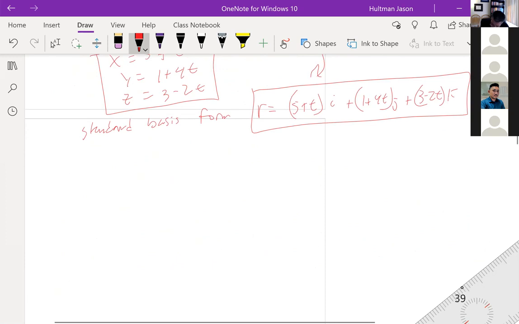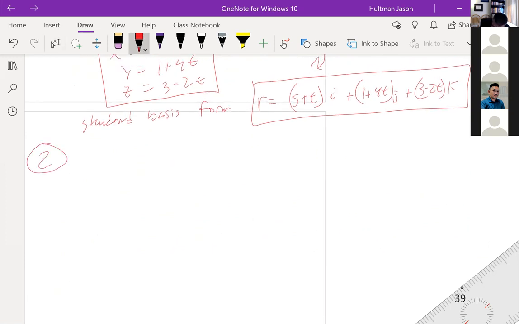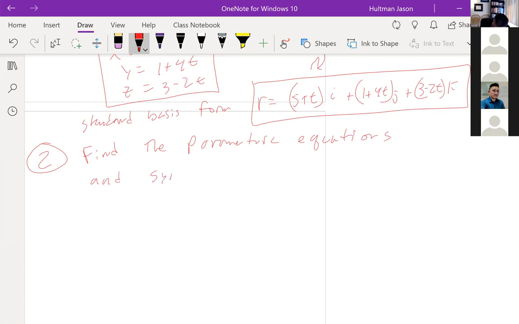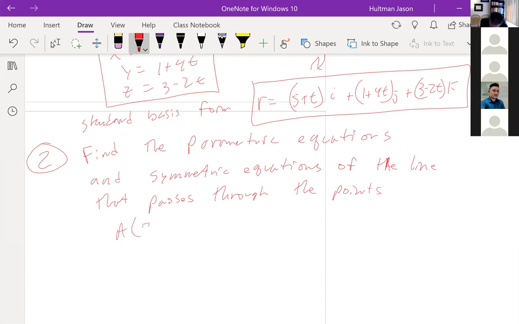Okay, number 2. Find the parametric equations and symmetric equations of the line that passes through the points A, 2, 4, negative 3, and B, 3, negative 1, 1.